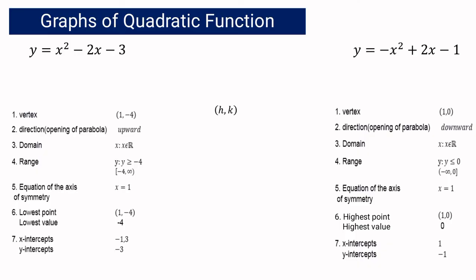Yes, it has something to do with the coordinates of the value of h and k. So even without graphing, you just get the value of h, you just get the value of k, and get the coordinates that is already your vertex.